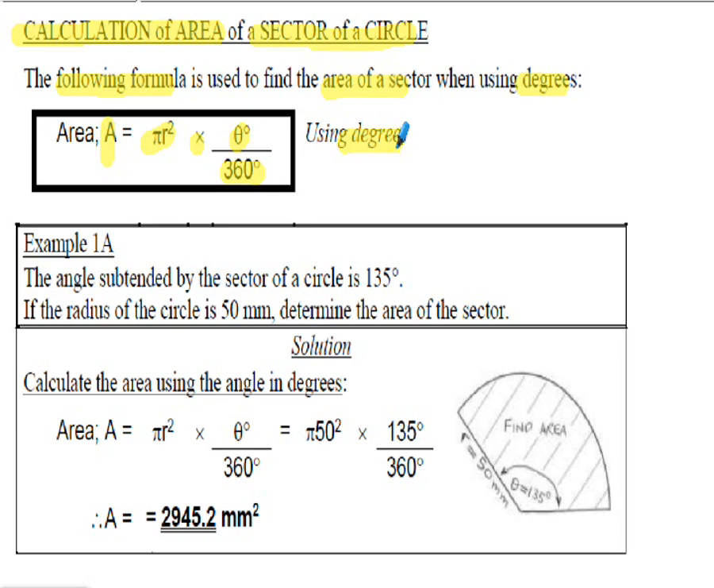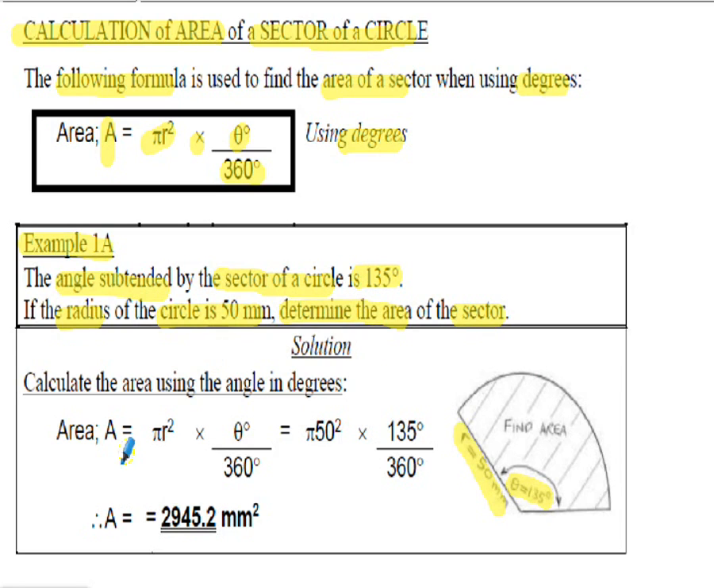We're using degrees here. For example 1a, the angle subtended by the sector of a circle is 135 degrees, and that's shown here. Theta is 135 degrees. The radius of the circle is 50 millimeters. R is equal to 50 millimeters. We've got to calculate the area of the sector.